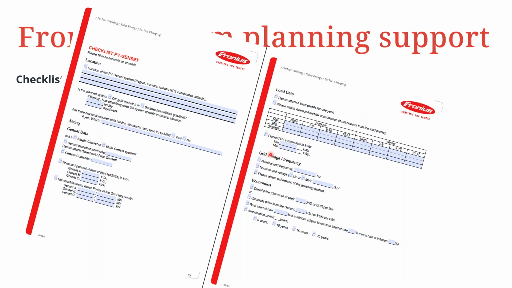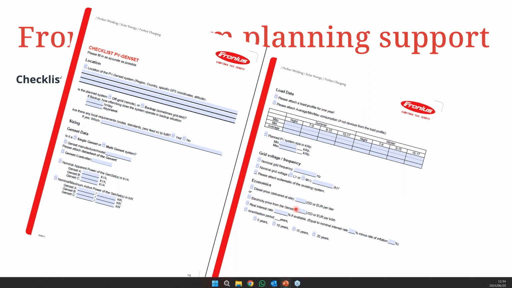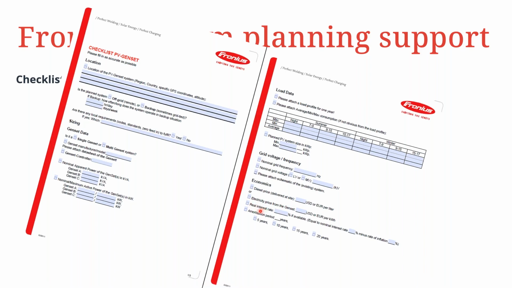Then next is regarding your grid operation. So your grid voltage and frequency. So normal grid frequencies, for example, the grid voltages. So your LV or MV, or if it's kV, for example, in the system. And then also to attach an existing schematic of the existing system. Economics, so again, diesel prices delivered at site, either in euros or in US dollars. The electricity price from the generator itself, so how much we are generating in terms of the power from the generator. The real interest rate, if available, as well as the amortization period in terms of years, so if it's 5, 10, 15, or 20 years.